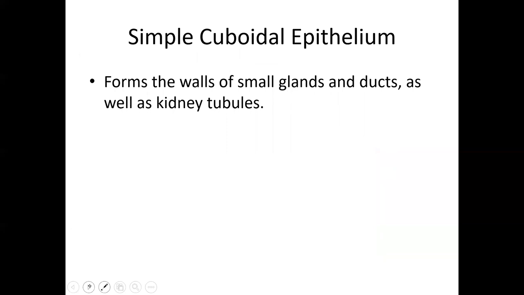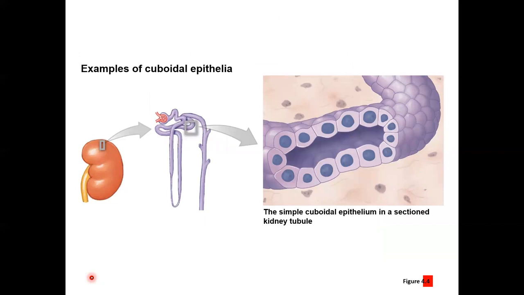and move that mucus. Simple cuboidal epithelium we find in the kidney tubules. Again, moving a product across. Simple epithelium, always moving something across that barrier, because it's one cell thick. There's simple cuboidal epithelium.